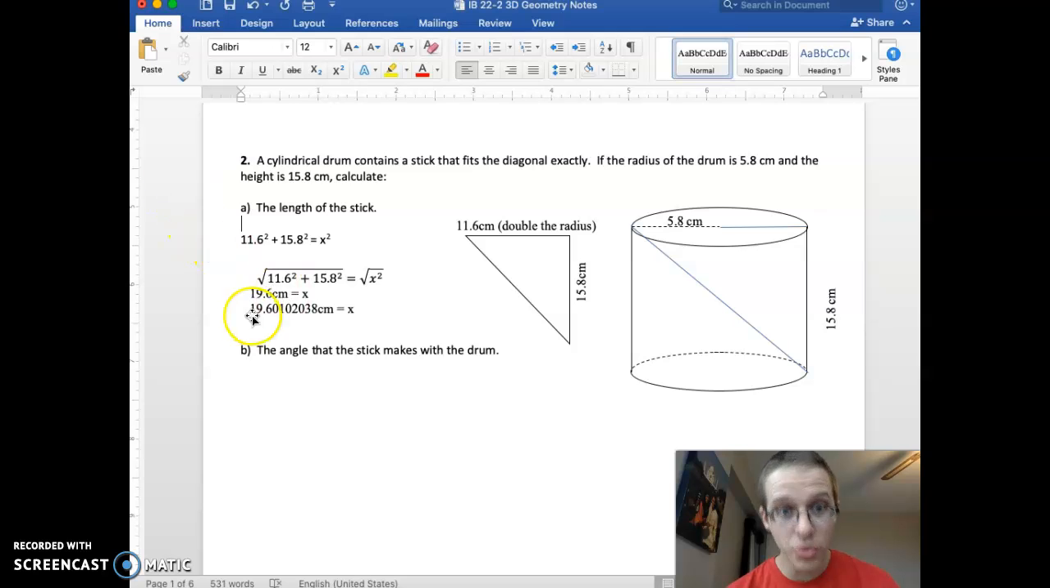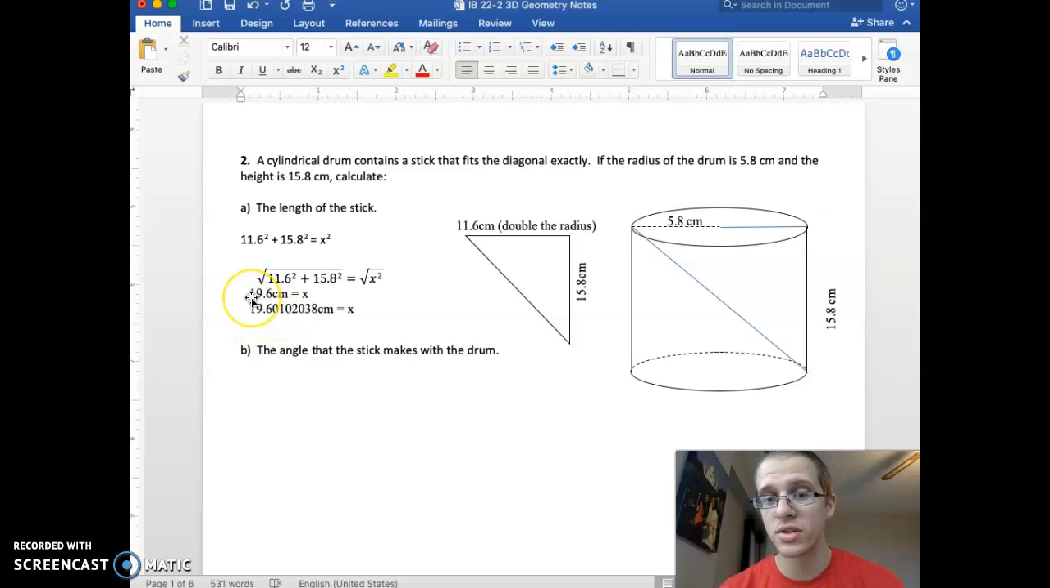And I got my answer. 3 sig figs would be 19.6 centimeters. The full answer, 19.6010238 centimeters. And I wrote out the full answer because I'm looking ahead to part B, and I'm going to need to use that full answer for part B.